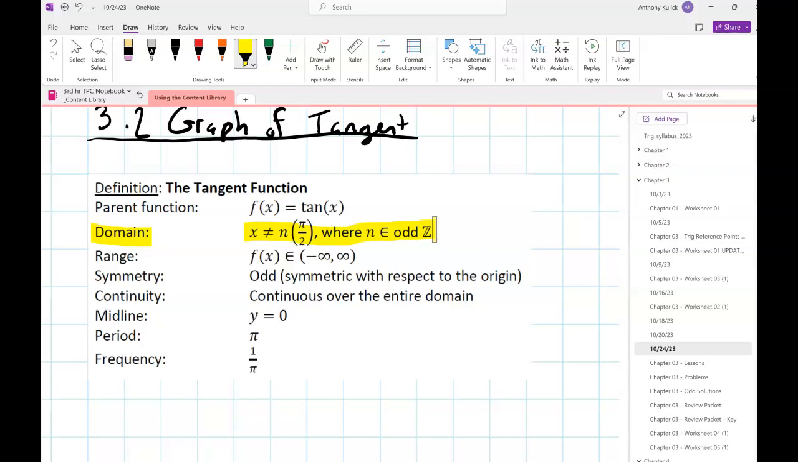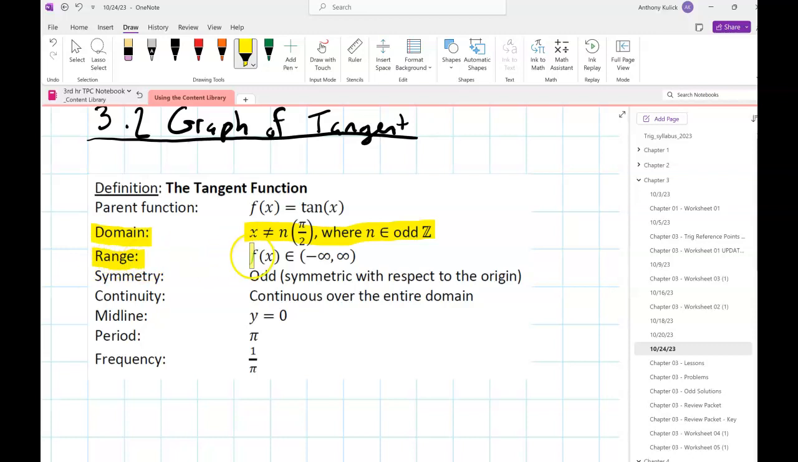So at pi over 2, it's undefined. At 3 pi over 2, it's undefined. At 5 pi over 2, undefined. 7 pi over 2, undefined, etc. The same thing would go with the negatives. So at negative pi over 2, negative 3 pi over 2, negative 5 pi over 2, negative 7 pi over 2, etc., all undefined. Okay, well, that's a little bit different, but okay. We'll talk about what that looks like in a moment.